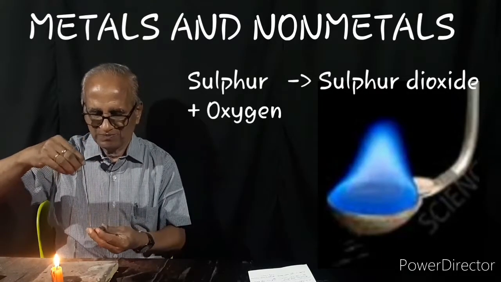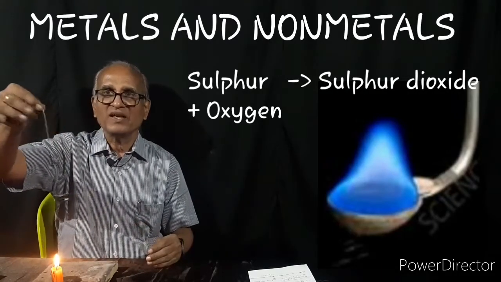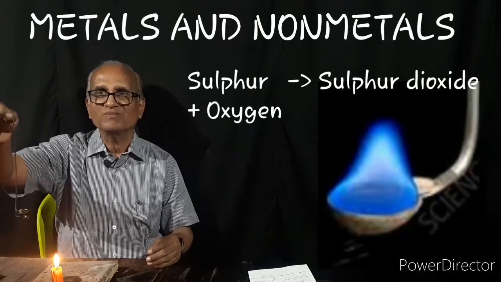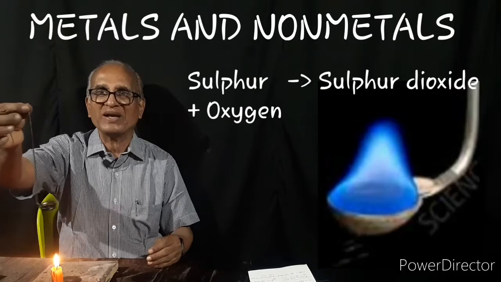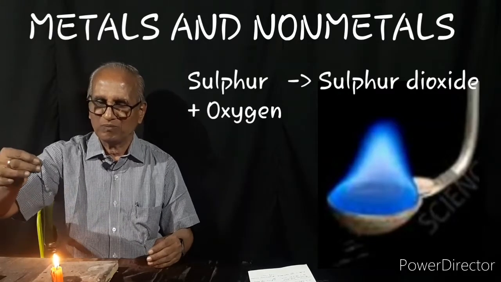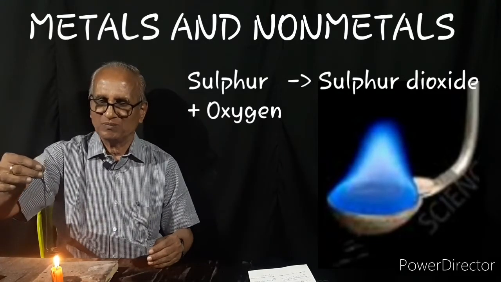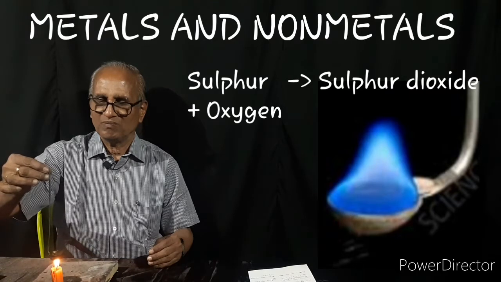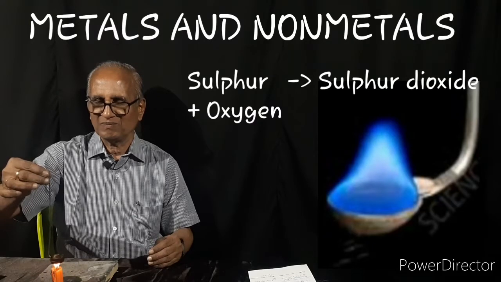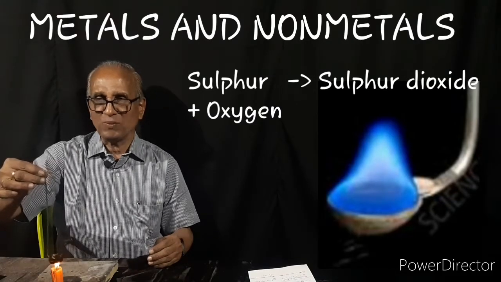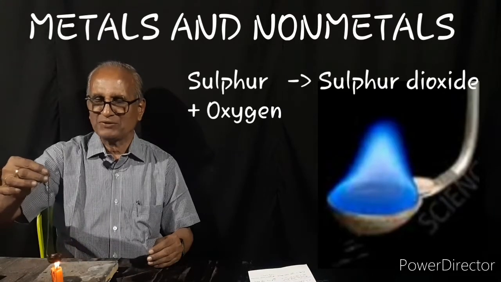I have taken sulfur here in the deflagrating spoon. It's an improvised one. It's not a purchased one. Let me heat it now. You can use a spirit lamp. I have used a candle here. But in your houses you may not have a spirit lamp. In labs you have spirit lamps.